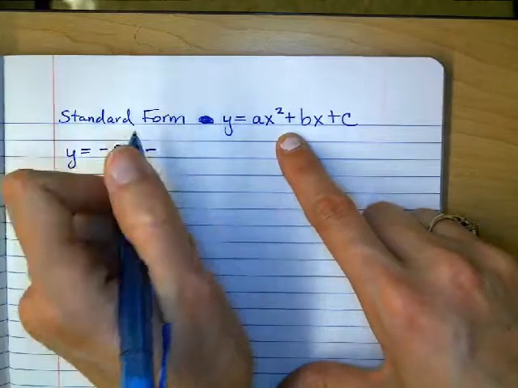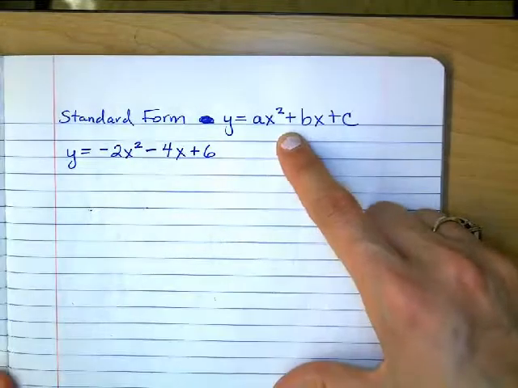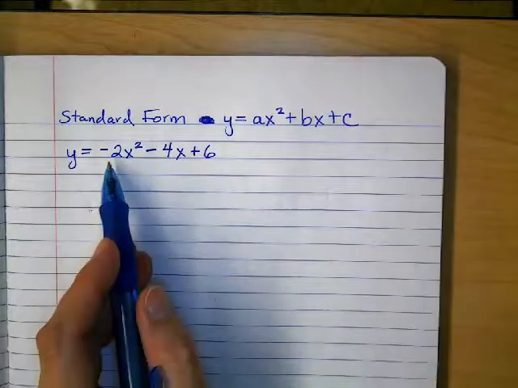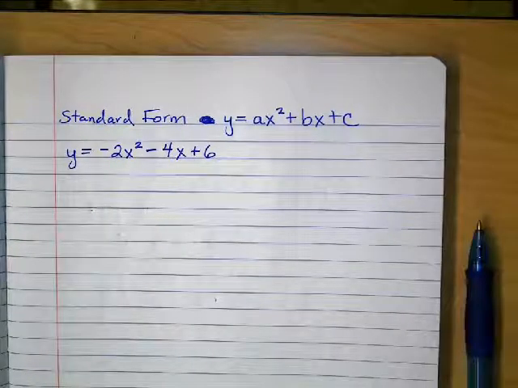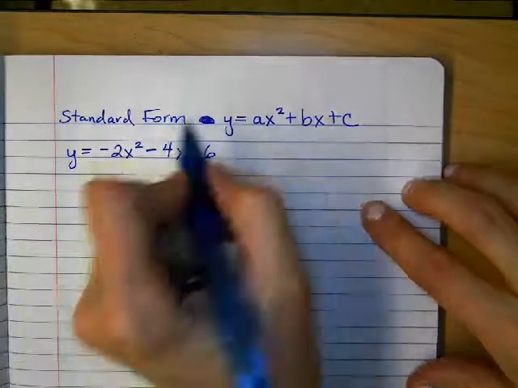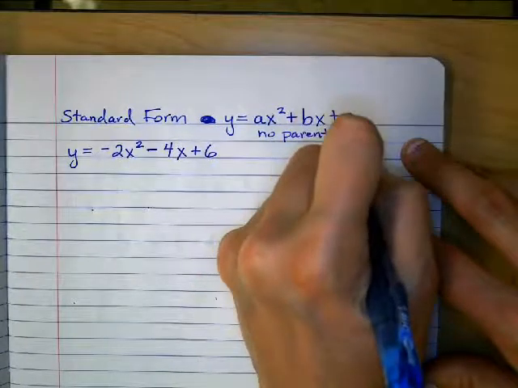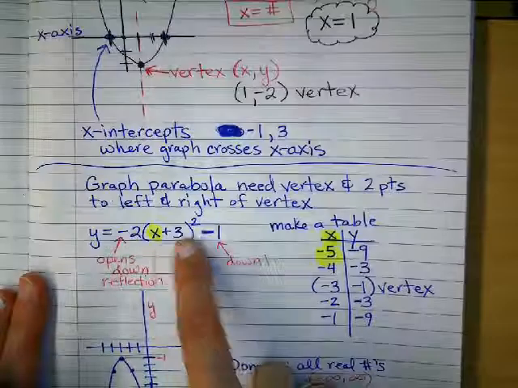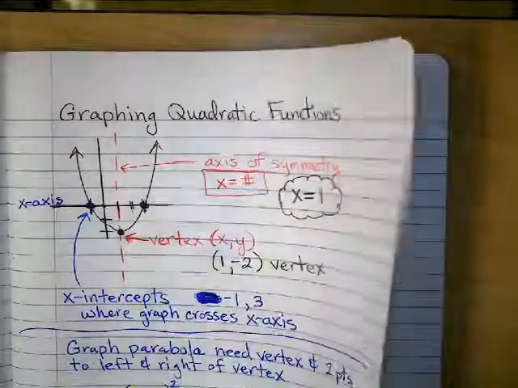So we'll do an example of a standard form one. This one's standard form. This one says -2x squared minus 4x plus 6. Standard form, you can see there's no parentheses in it. That's how you tell. It's not like this one over here that had parentheses. This is the vertex form, and you can look at it and tell the vertex from these numbers. This one we're doing now is different. No parentheses, so I know it's the standard form.